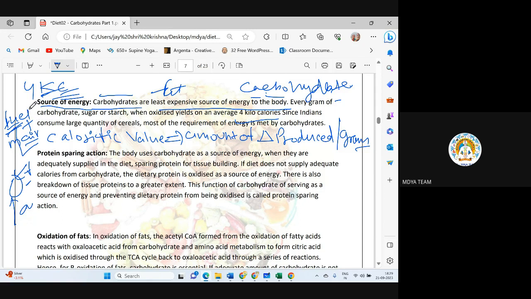So the first role of carbohydrate is source of energy. The second role of carbohydrate is protein sparing action. This is very important for our health also. Protein sparing action means, what happens if we don't have gas in our home, we use some other fuel. It may be a heater, it may be wood. In villages where there is no cylinder, where there is no LPG, people use wood to prepare food.